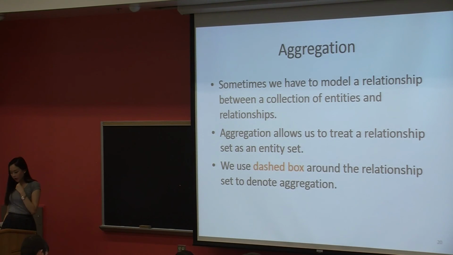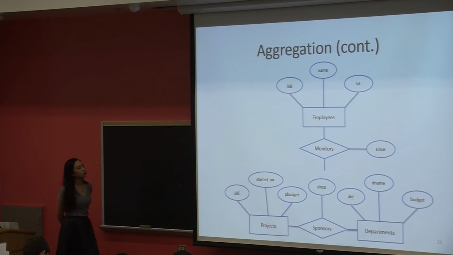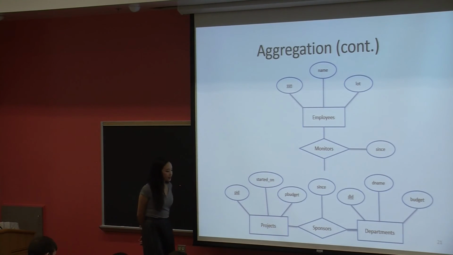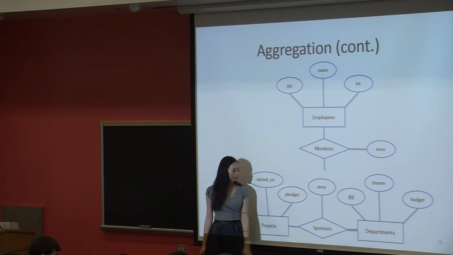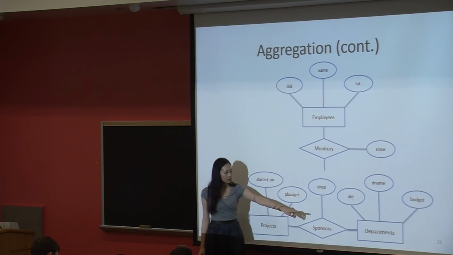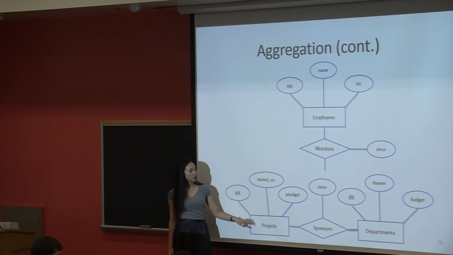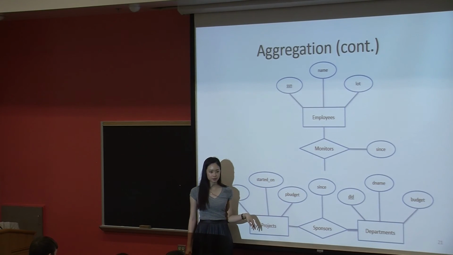Okay, so you use a dashed box. This is one of the examples when you want to use aggregation, right? For example, we have this project-department relationship, that's for a sponsor. So you can say a department sponsors a project, okay? And you want to have someone monitor the whole relationship.